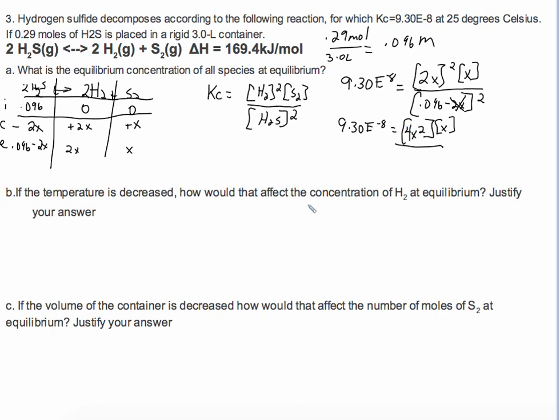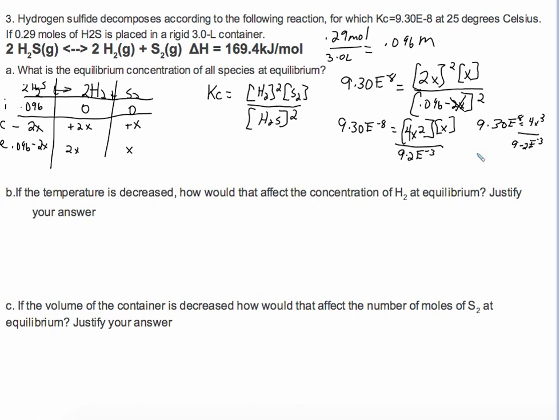So 0.096 squared is roughly 9.2 e to the minus 3. Okay, so we'll combine like terms, and so we'll end up getting 4x cubed. So we'll have 9.30 e to the minus 8 is going to equal 4x cubed all over 9.2 e to the minus 3.